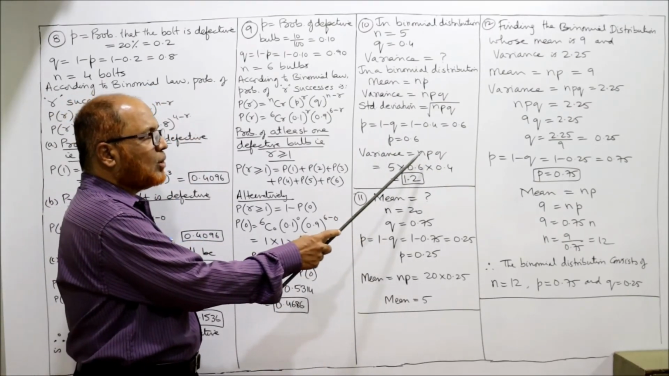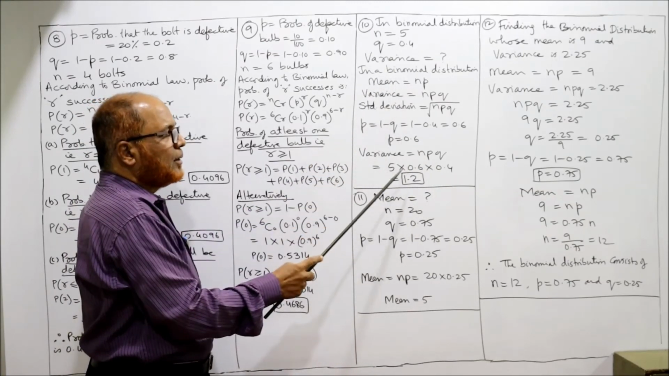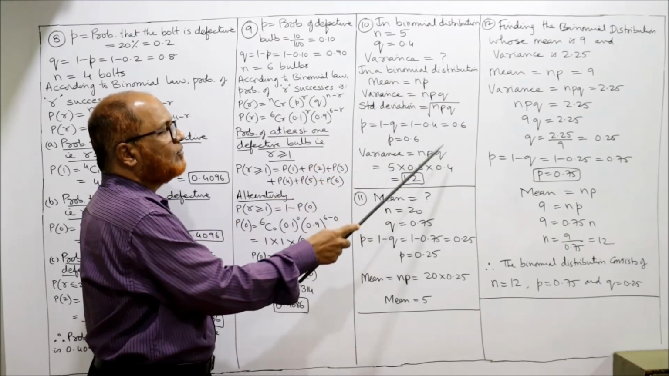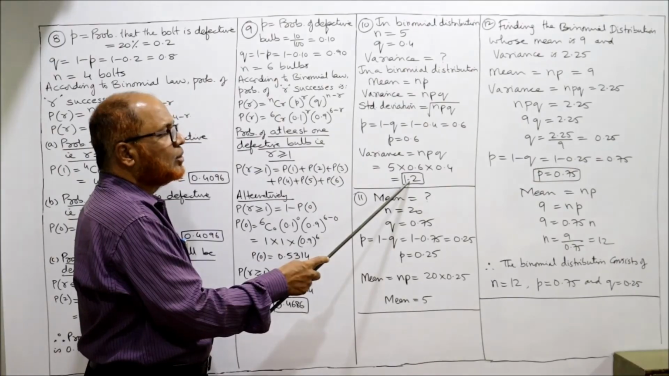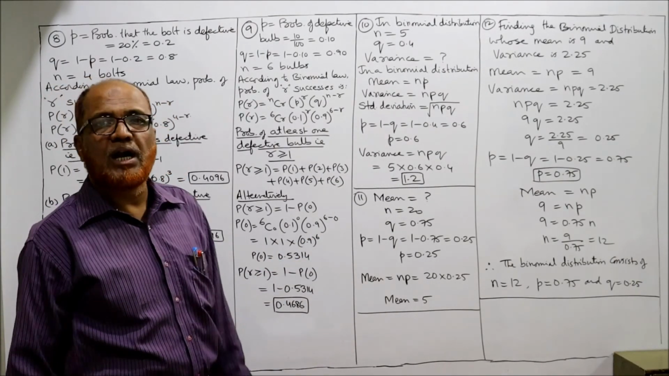Now variance is equal to npq. n is 5 given in the problem, p we have just calculated 0.6, and q is given in the problem 0.4. So multiply, you will get 1.2. So variance is 1.2. That's it. This is problem number 10.